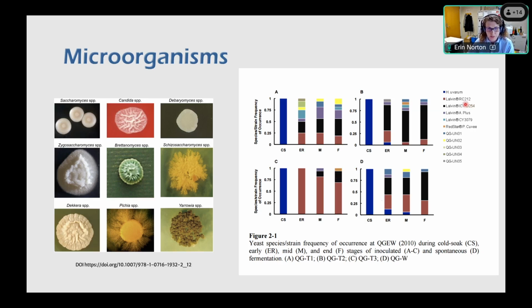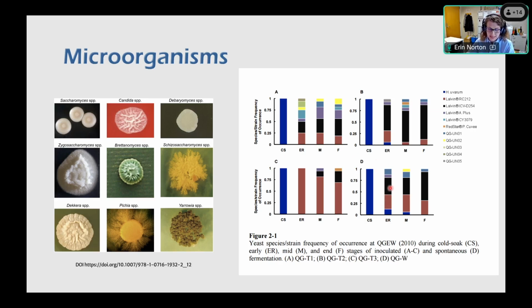They inoculated with this RC212. So they added that in as their culture, as their inoculum, like many of us do. And then they followed what species were present in the fermentation as the fermentation went on.